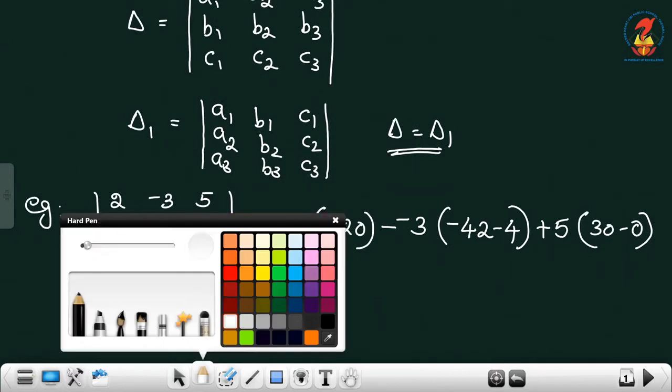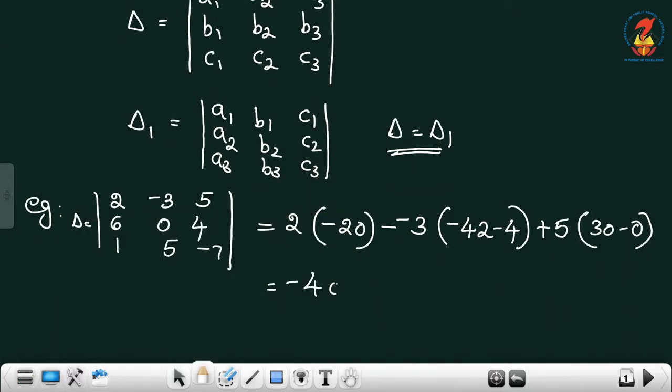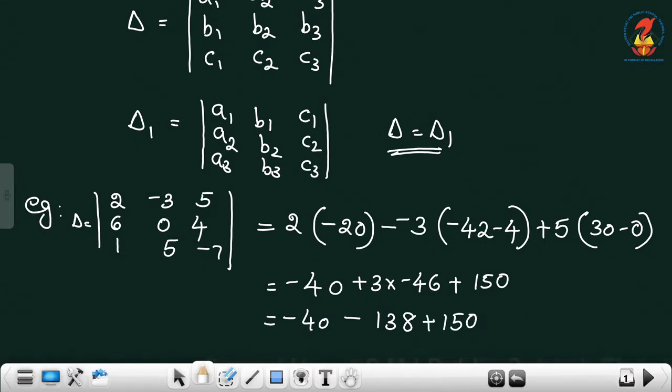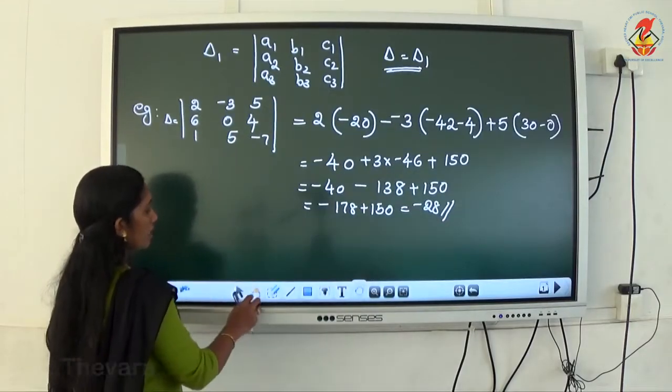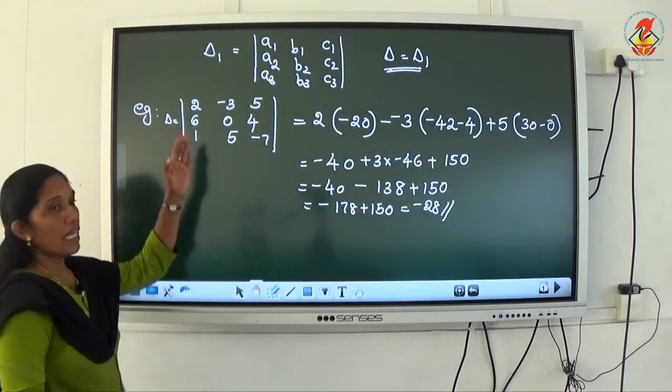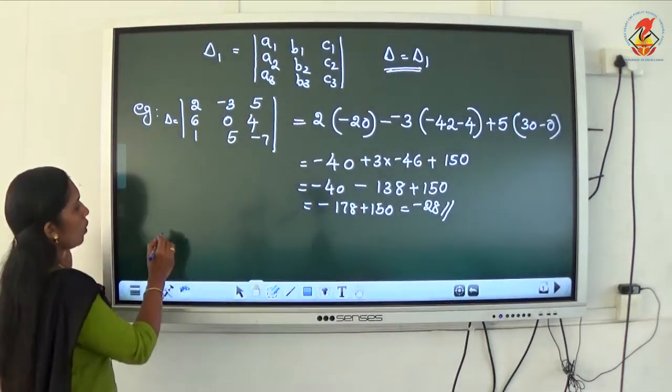Now find the value. Minus 40 plus 3 into minus 46 plus 150. So minus 40, then 46 into 3, 138 plus 150. So that's equal to minus 178 plus 150. That is minus 28. So this is the value of this determinant. Then we have to check whether the value of the determinant is the same if we interchange rows and columns.